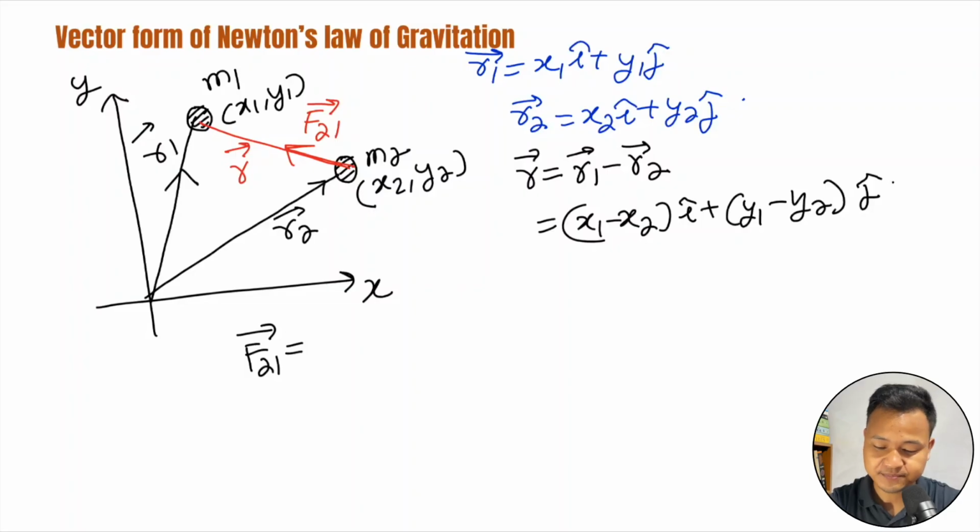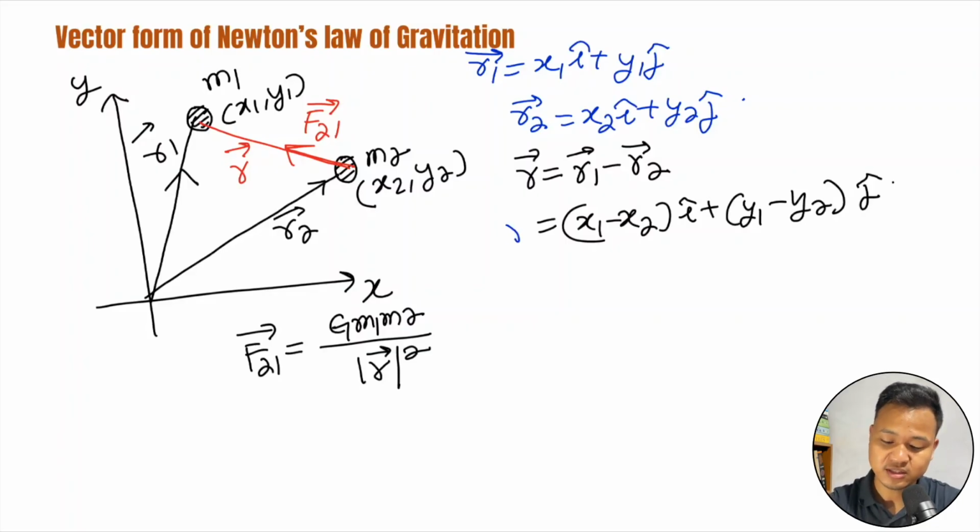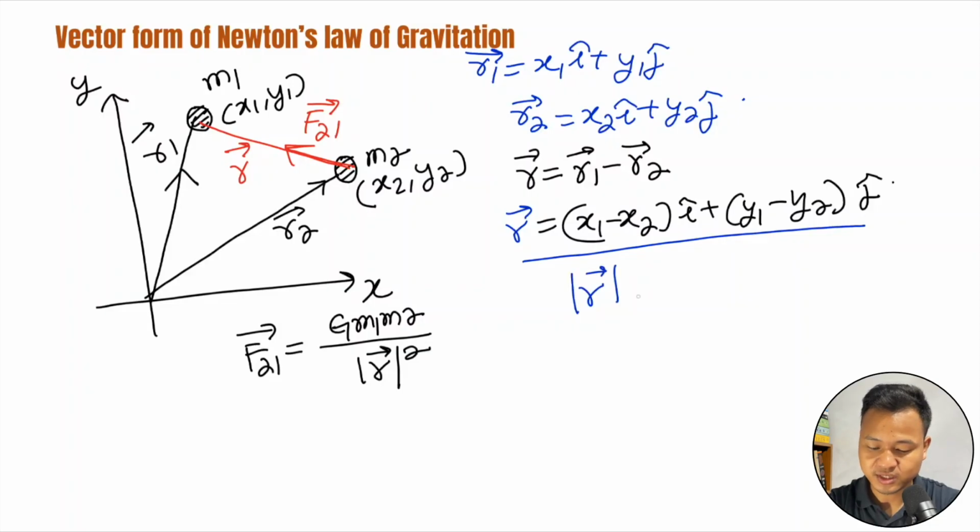Okay, so like this. Force on 2 due to 1 equals G into m1 m2 divided by mod of r the whole square, mod r. For example, r bar, mod r.